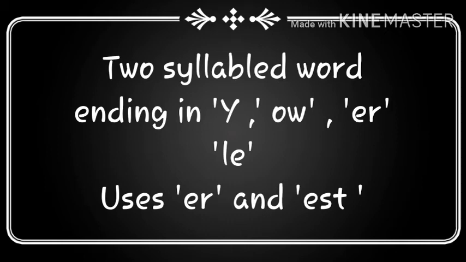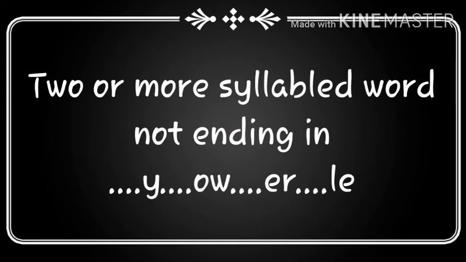But words with two syllables only and ending in Y or OW or ER or LE, they take ER for comparative and EST for superlative. That is, if they have two syllables but the word should end in Y, OW, ER or LE, like tiny, tinier, tiniest. Narrow, narrower, narrowest. Simple, simpler, simplest. In some cases, there are words with two syllables, but they do not end with Y, OW, ER, LE, etc.